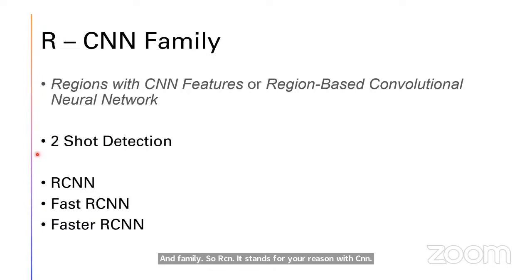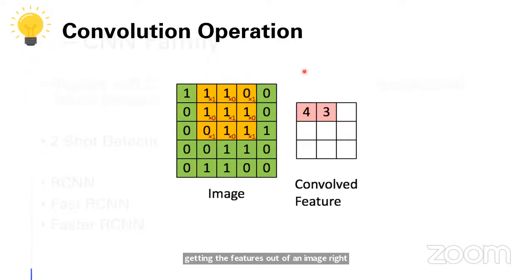I hope all of you know what a convolutional neural network is. The main application of CNN is in the computer vision field, basically getting the features out of an image, right? If I show you, this type of thing is your convolutional operation. Let's say we have one image here, just imagine this is an image. On this image, a small matrix or a small convolutional kernel will be run, and it will try to extract the features out of this image.